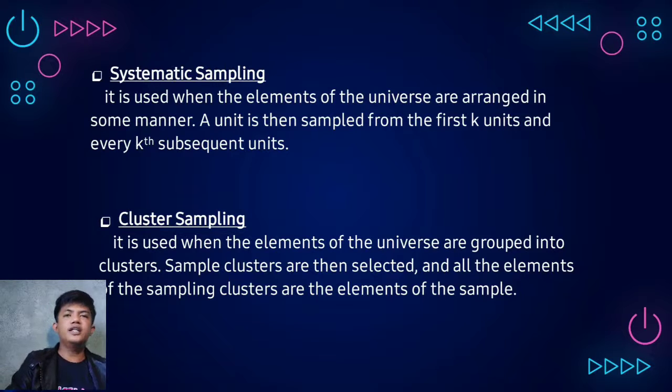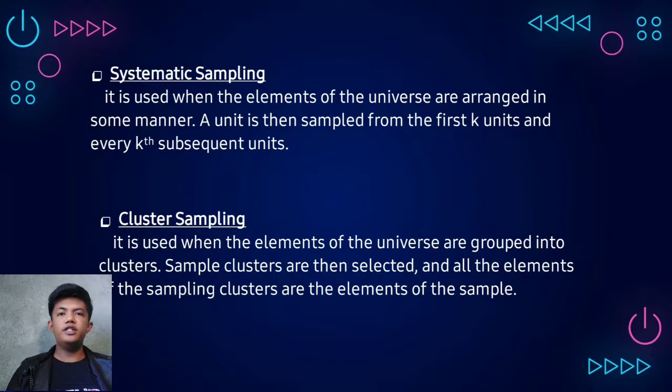Okay, what are the advantages and disadvantages of this probability sampling? So what are the advantages and disadvantages of that sampling? Okay, let's start with the simple random sampling. Simple random sampling creates samples that are highly representative of the population. But the disadvantage of this sampling is it is tedious and time consuming.